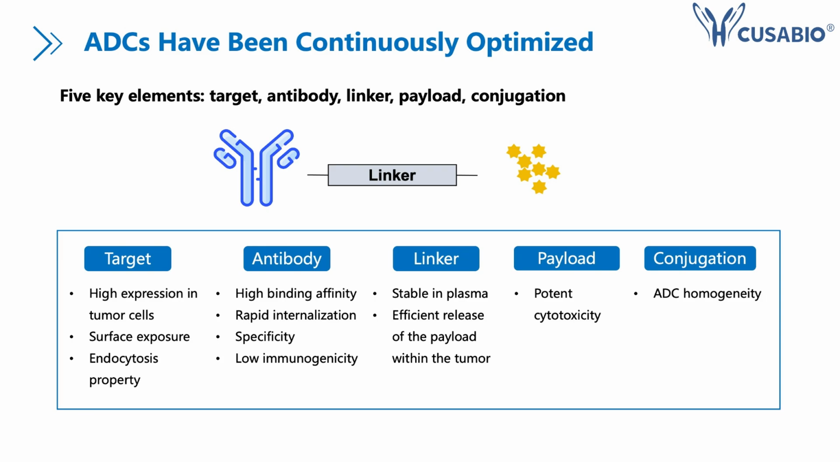For the linker, because the linker links the monoclonal antibody and the payload, we want the linker to be stable in the plasma, and then it will lead to efficient release of the payload into the tumor cells. For the payload, based on previous research, only a very small fraction of the administered dose of the ADC can reach the tumor tissue. So we want the payload to have very great cytotoxicity, because in this way we can achieve high therapeutic efficacy. So we want the payload to be potent.